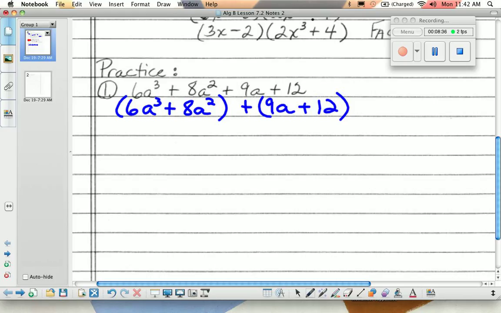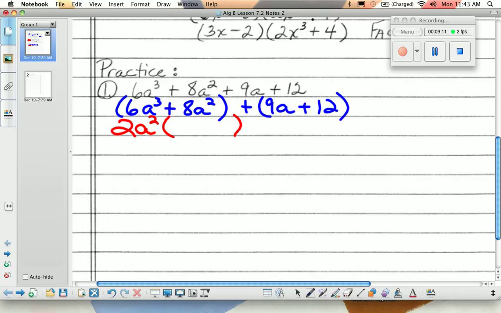Okay, now each group is going to have its own GCF. So I'm going to look at the first group, 6a cubed plus 8a squared. What's the largest number that divides out of 6 and 8? 2. And a cubed and a squared? A squared. So there's our GCF of that group, 2a squared. And then you just take that 6a and move it down. No, you divide it by 2. Now you're going to do the dividing. Remember the dividing that we did?